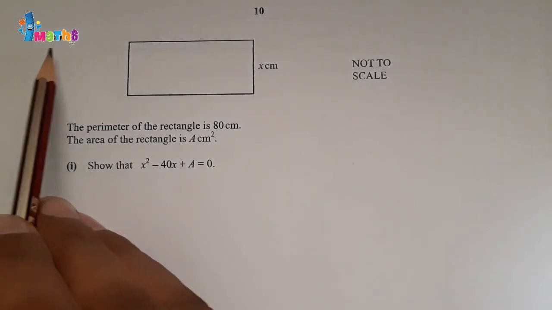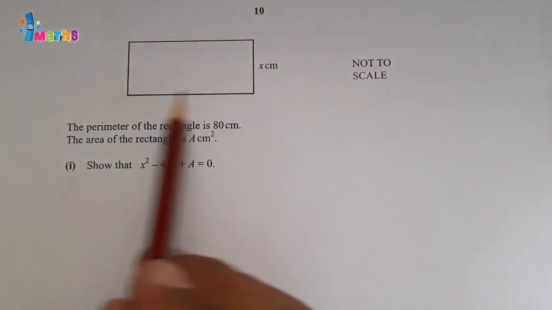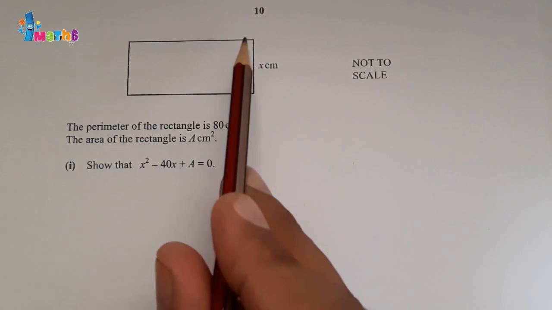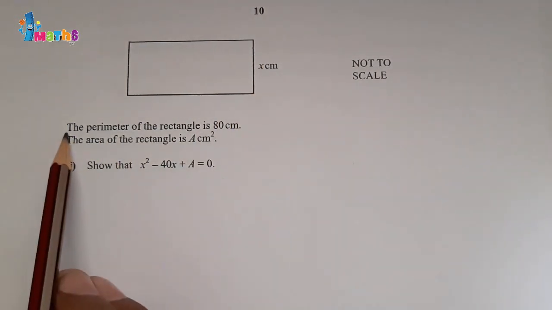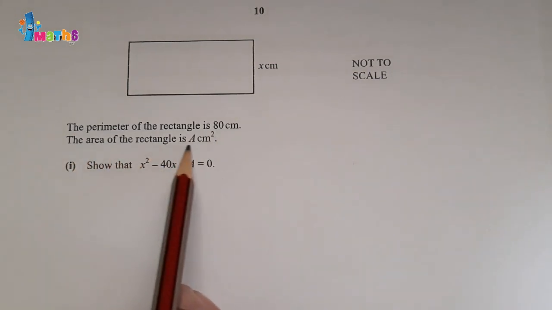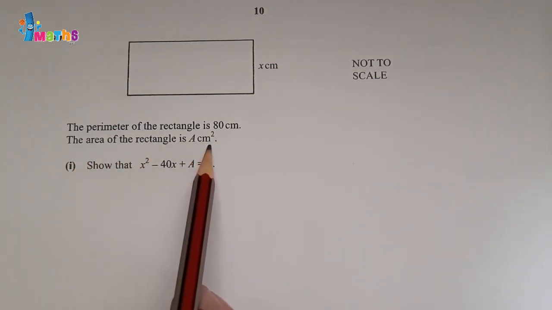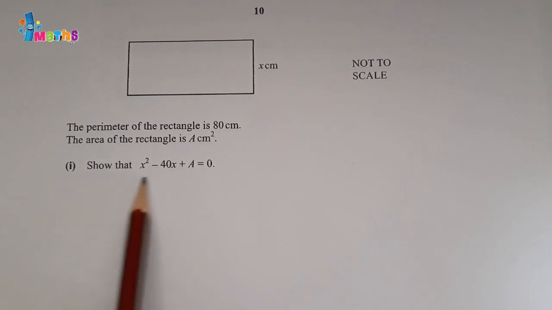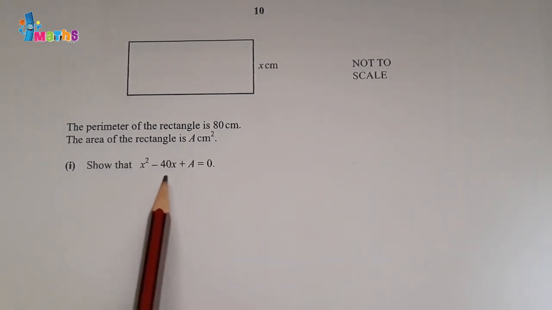Question number 5, A part. A rectangle is provided which is not to scale. This side is x centimeters. The perimeter of the rectangle is 80 centimeters. The area of the rectangle is a centimeter square. Show that x square minus 40x plus a is equal to 0.